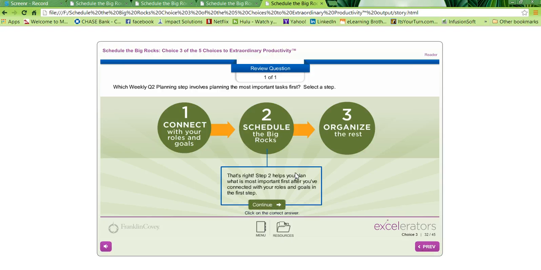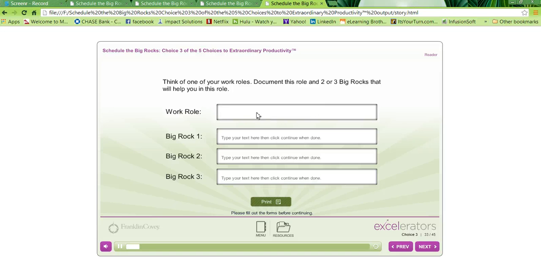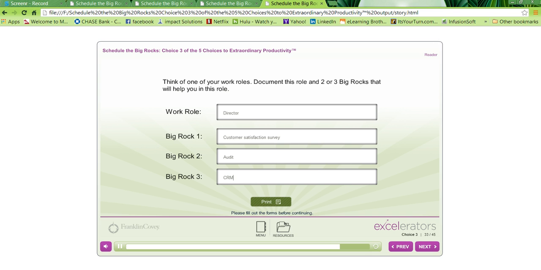So we come here, we talk about the most important place they need to be, and then we have them think about their own role. So in this case, I'm a director at eLearning Brothers. One of my big rocks is I want a customer satisfaction survey in place, and I want it going out every few weeks. I also want to put some audits in place. I want to audit the work we're doing, and then I also want to put a new CRM in place. So those things are important to me. Those are my big rocks.